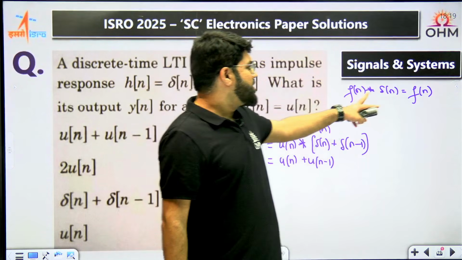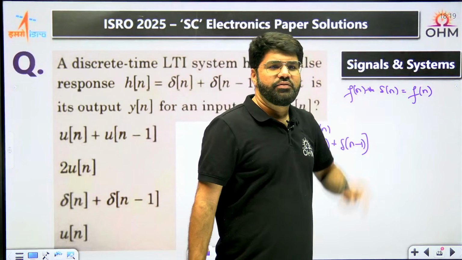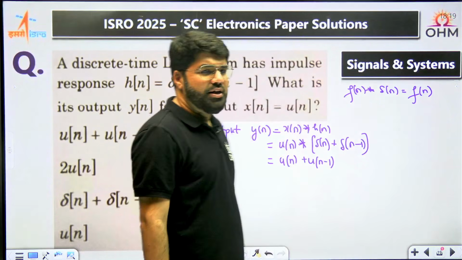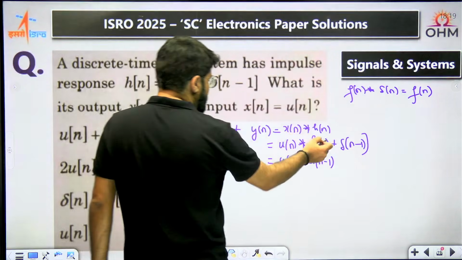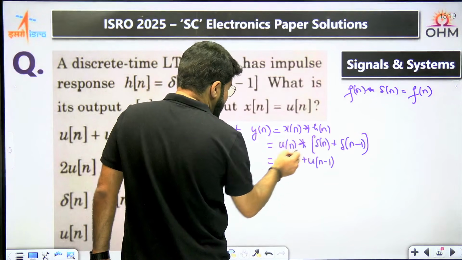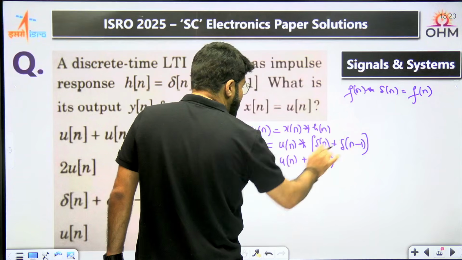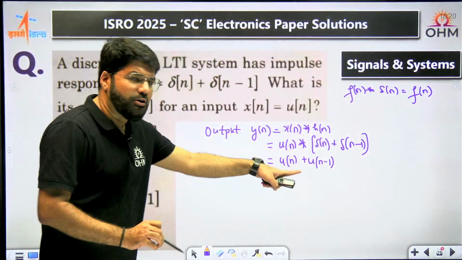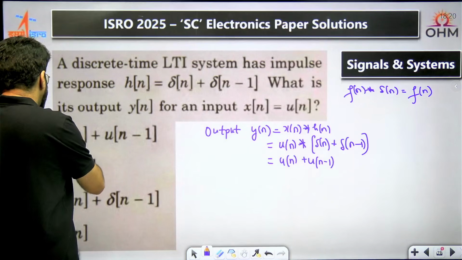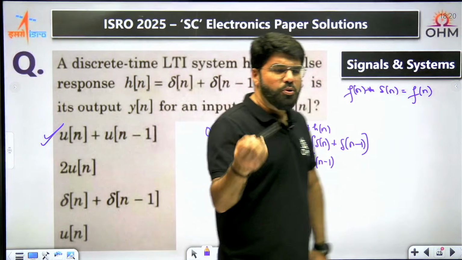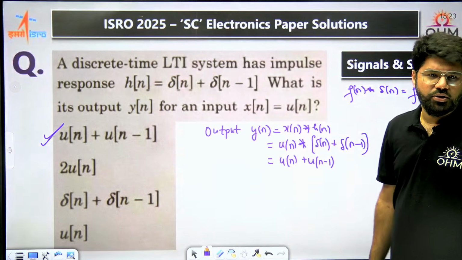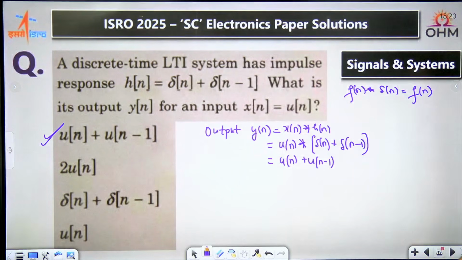If any signal is convolved with an impulse, the answer will be the same signal f[n]. The same signal is replicated. So u[n] convolution u[n] is u[n] convolution δ[n] plus u[n] convolution δ[n minus 1], giving u[n minus 1]. If any signal is shifted, the output is also shifted. So my answer is option A. If you know this property, you just have to look and you can tick the answer. No need to use any pen here.